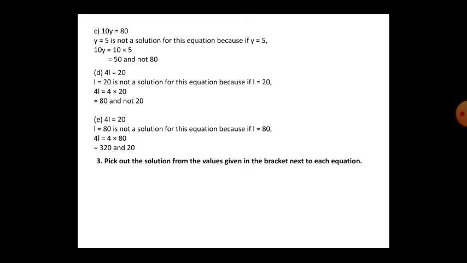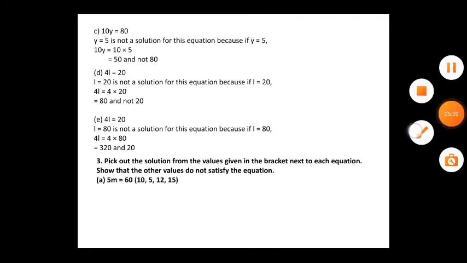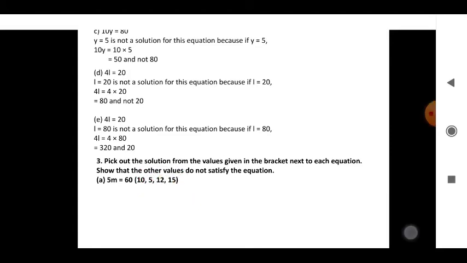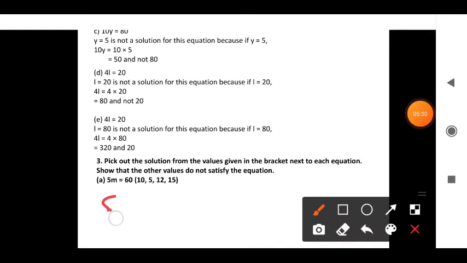Okay, pick out the solution from the values given in the bracket next to each equation. See here, you have to pick out the solutions from the values given in the bracket. They have given some numbers in the bracket. You have to pick the correct value, and find whether that equation is satisfied or not. So many values are given in the bracket: 10, 5, 12, 15. So you have to substitute these numbers in the equation.